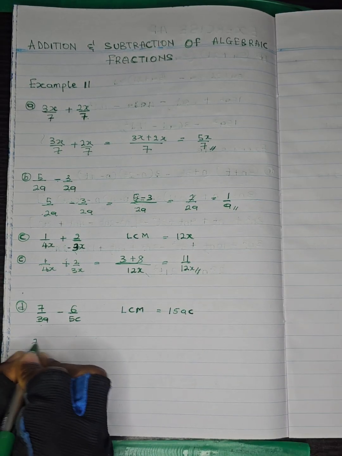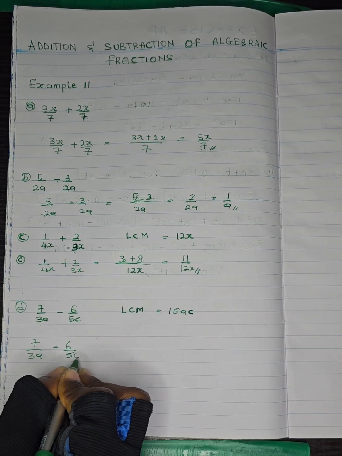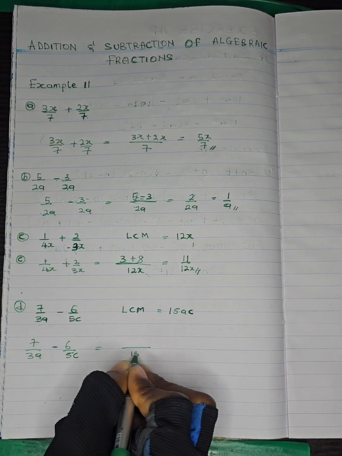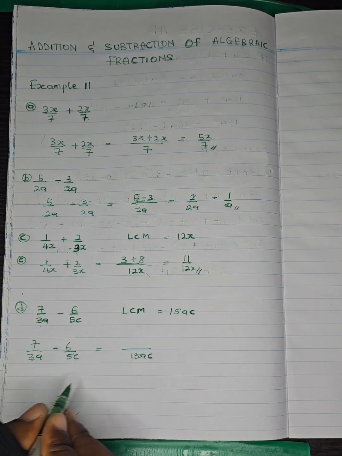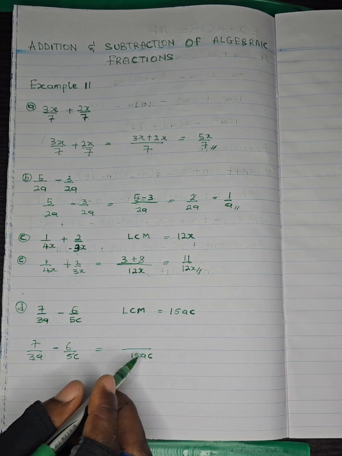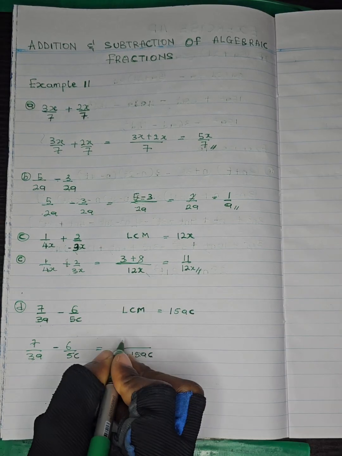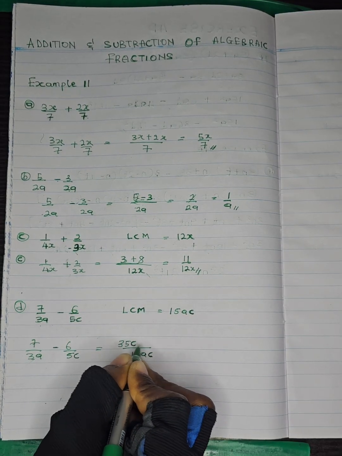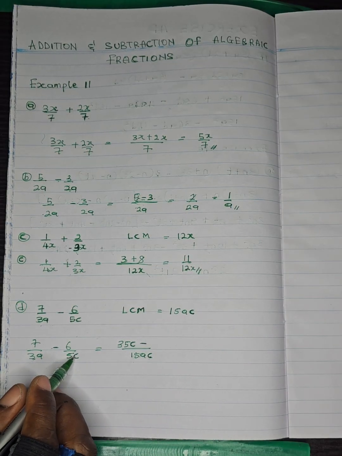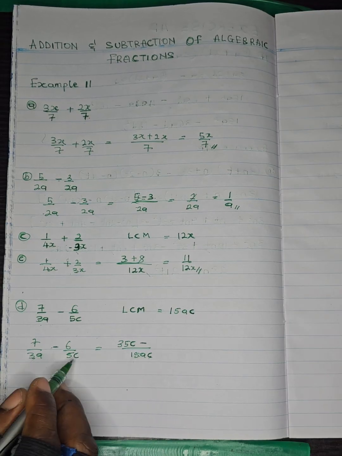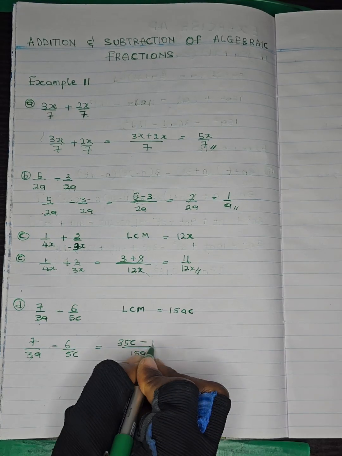So let's go. We have 7 over 3A minus 6 over 5C will be equal to 15AC. 15AC divided by 3A will give us what? 5C. Because 15 divided by 3 is 5. AC divided by A will cancel, remaining C, so it's 5C. 5C multiplied by 7 will give us 35C. The sign here is negative, so we'll put negative here. 15AC divided by 5C gives us 3A. 15 divided by 5 is 3. AC divided by C is A that will remain, so 3A. 3A multiplied by 6 will give us what? 18A.